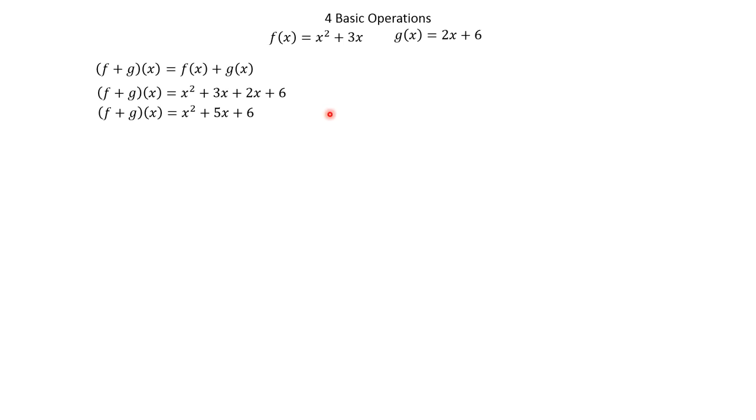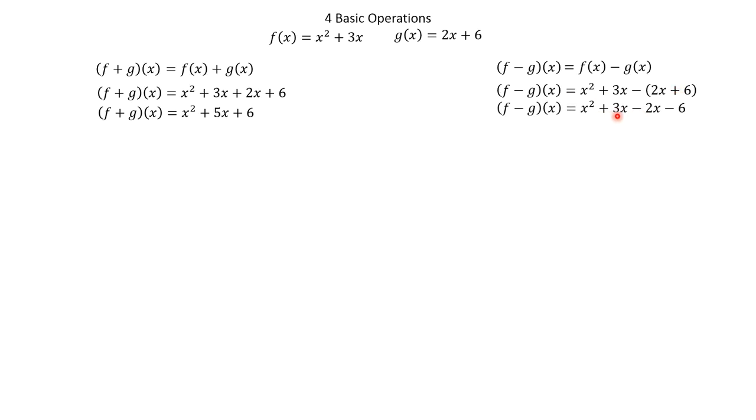That's addition. Subtraction. F minus g of x means f of x minus g of x. And the same thing, we're just going to subtract the 2. With subtraction, though, we do need to make sure that we distribute this negative through the second function. That would be the biggest mistake in subtraction. And so we'd end up with x squared plus 3x minus 2x minus 6, which is x squared plus x minus 6.